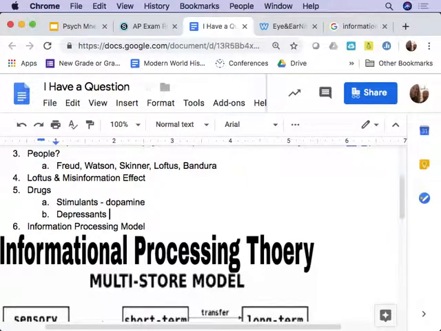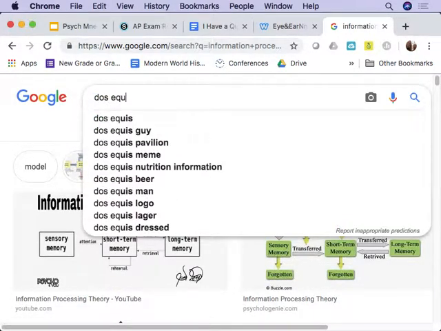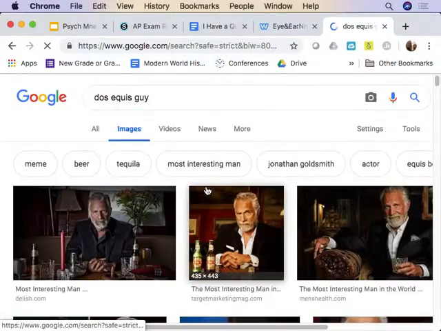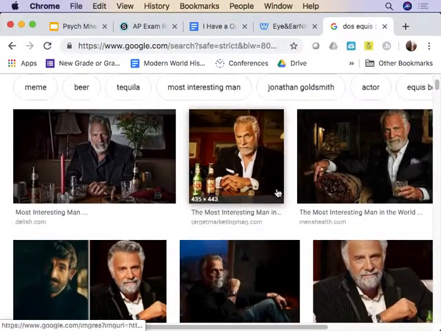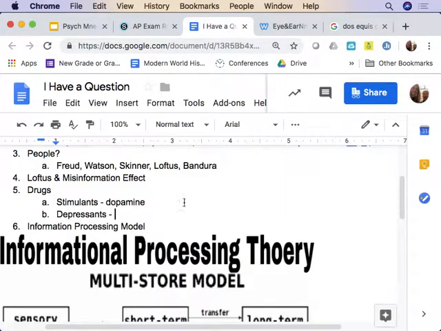The depressants, I really like to think of the Dos Equis guy. I know that seems weird. Again, I'm getting flagged right now. Okay. So picture, instead of the two X's on the bottle, two G's. Dos Equis. Really cool.